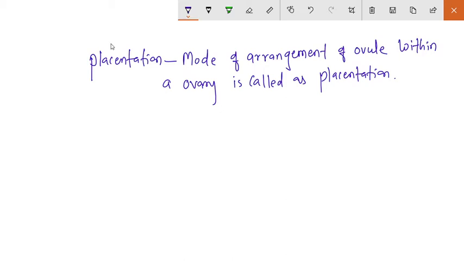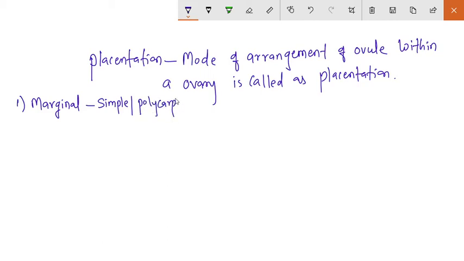So according to that there are different types of placentations. First, the marginal placentation. Marginal placentation is the primitive type, in which the carpel is simple, or it may be polycarpellary, it may be apocarpous. So for development of the marginal placentation, the ovary must be simple, or it may be पॉलीकार्पिलरी.